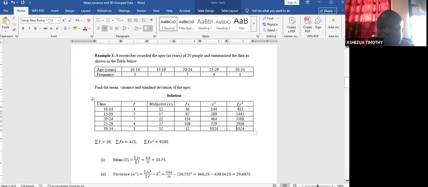Next, you are required to sum fx squared. When you sum fx squared, you will get 9205. Now, the mean is sum fx all over sum f, which is equal to 415 divided by 20, which is equal to 20.75. Any issue there? Let's be making progress together. Any issue there?